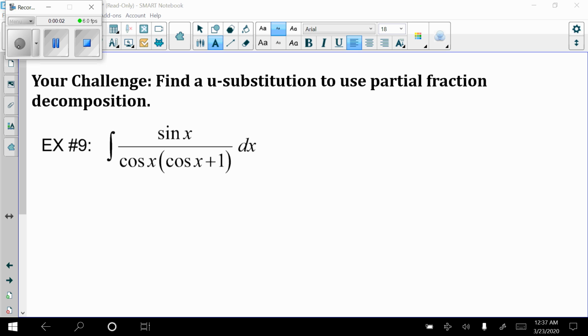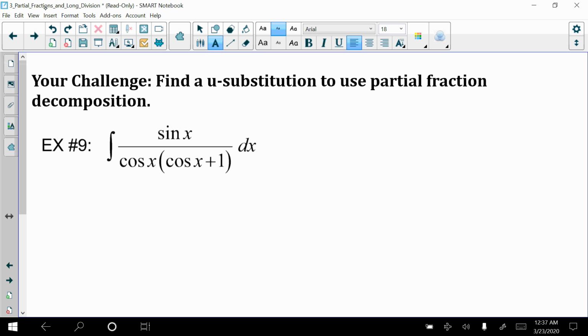Hey everybody, this is Mr. Piercy, and what we're going to be looking at in this video is piggybacking off of things that we've done with integration with partial fractions or long division. In this case, we're going to be looking at a challenge problem where we're going to be trying to do partial fraction integration using U substitution. So let's go ahead and jump into working out this particular problem.